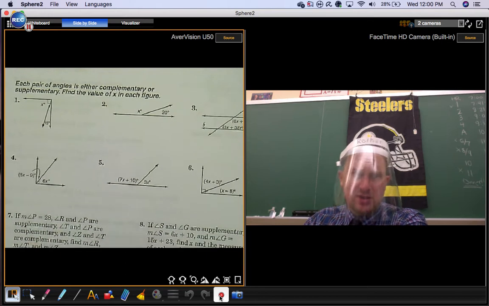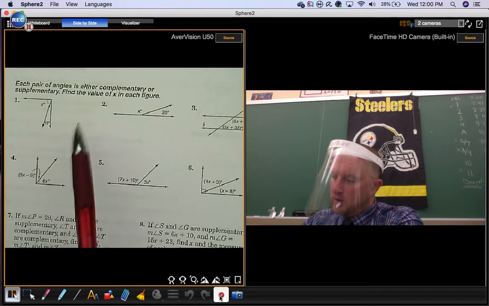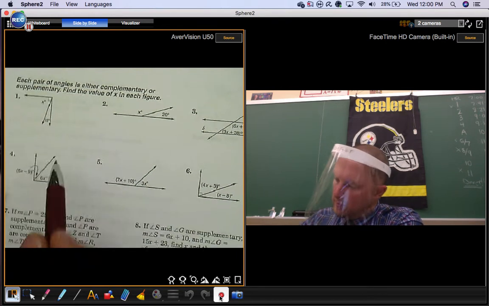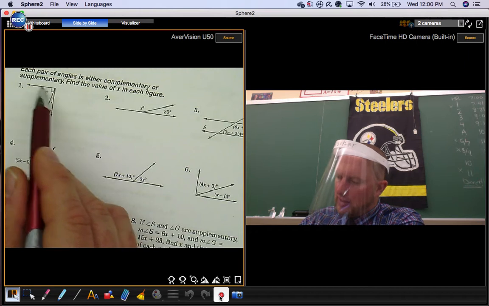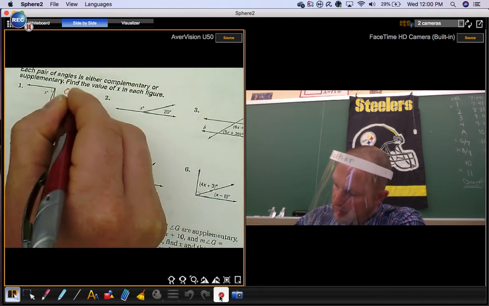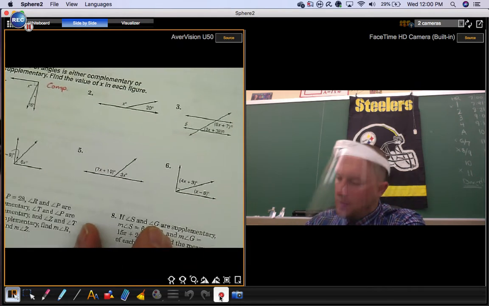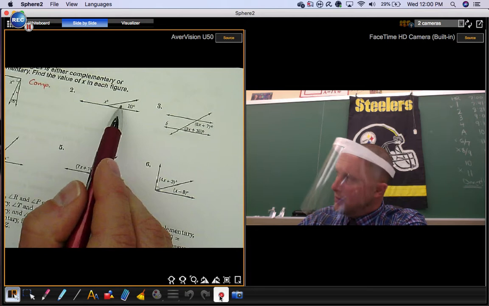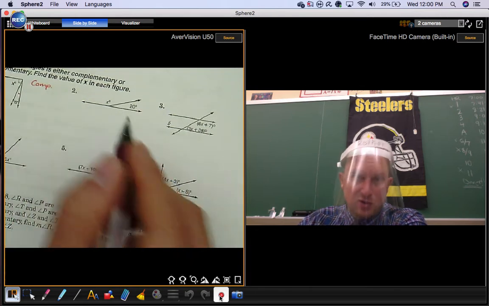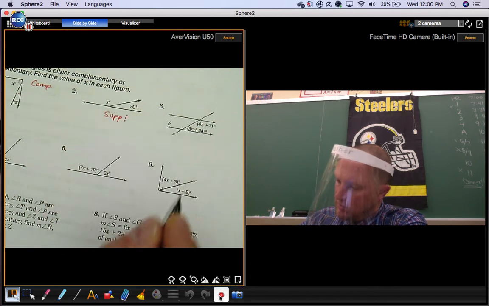So for these exercises, each pair of angles is either complementary or supplementary. Find the value of x in each figure. Well, if you look at these two little angles, they make this big right angle. So these are definitely complementary angles. In number 2, you have two angles that make a line. That's a straight angle. There's 180 degrees in a straight angle. So these angles are supplementary.